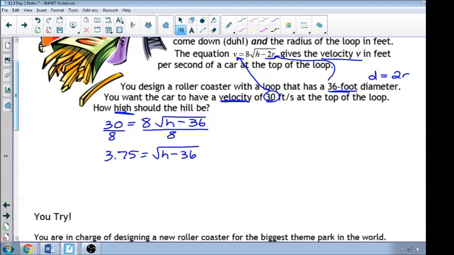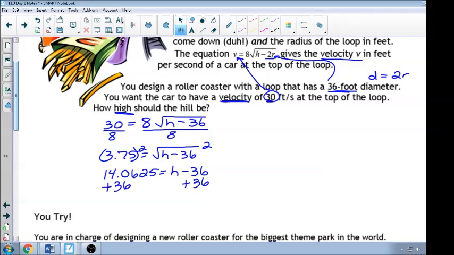Well, the negative 36 is inside the square root, so I have to make sure I get rid of the square root first. So I'm going to square both sides. I'm going to take 3.75 and square it. I end up with 14.0625 equals h minus 36. At this point, to get h alone, I just need to add 36 to both sides.